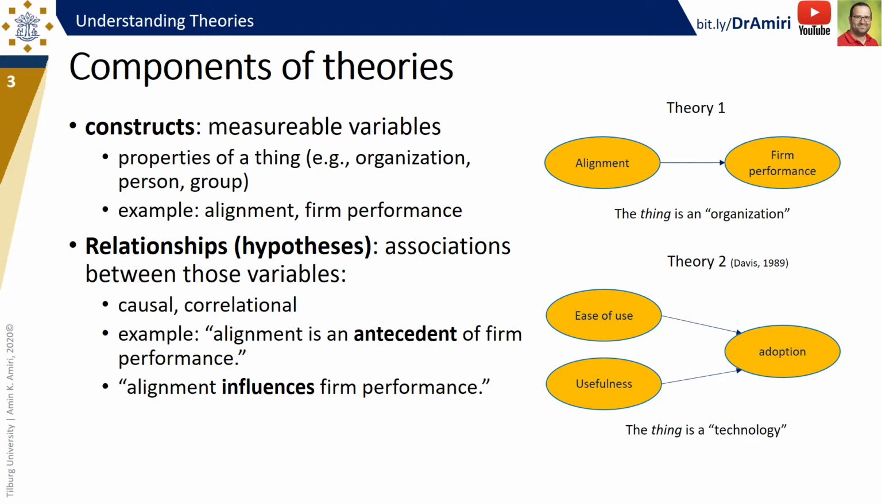We call alignment in this theory one an antecedent of firm performance, which means that alignment needs to be first increased so that after that firm performance is increased. And we interpret the picture in theory one as alignment influences firm performance. In theory two, we can say ease of use influences adoption.